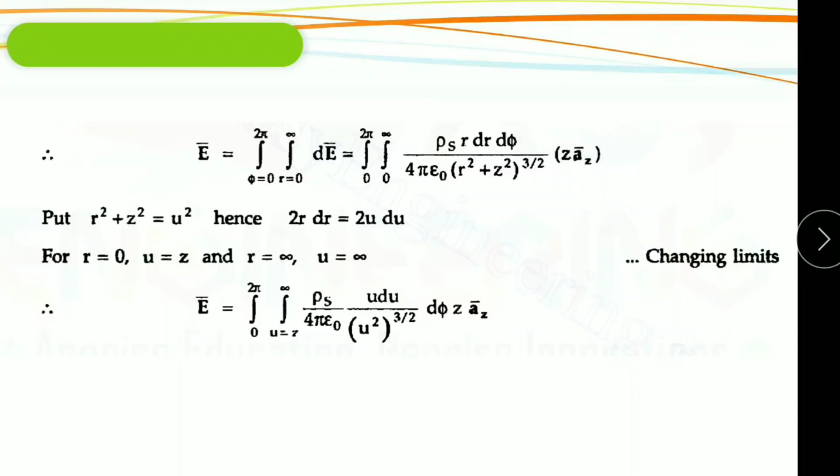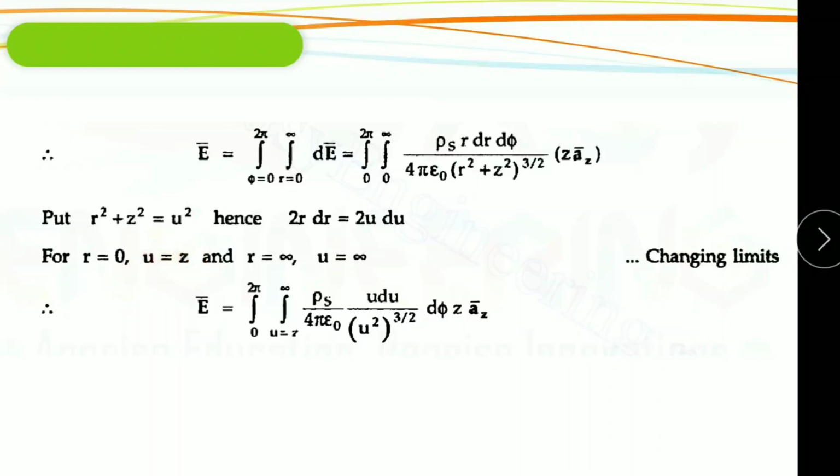Now let r square plus z square be equal to u square. Then differentiating on both sides, here z is assumed to be a constant. So the r square differentiation is 2r dr, and the z square component is taken as 0, and the u square differentiation is 2u du. Now for r equal to 0, substitute here, then u square is equal to z square. That means the u value is equal to z.